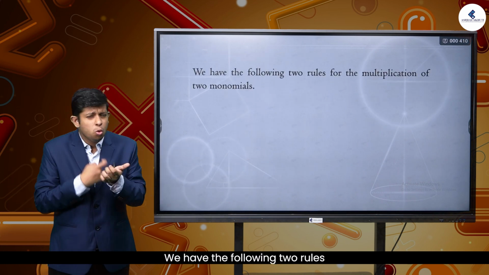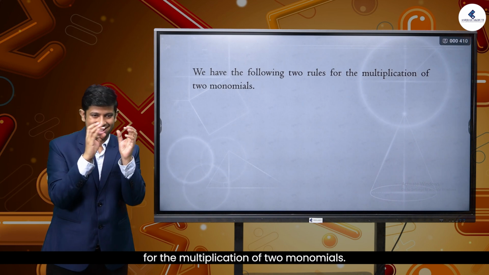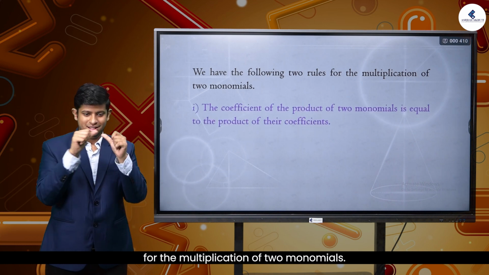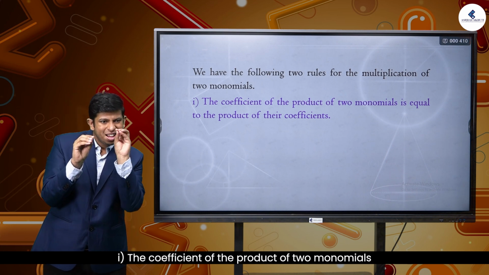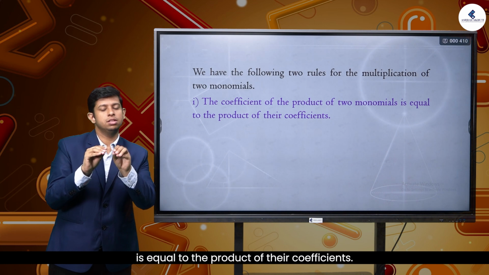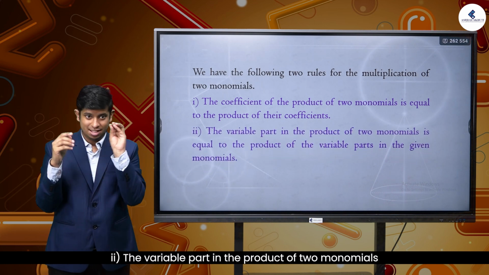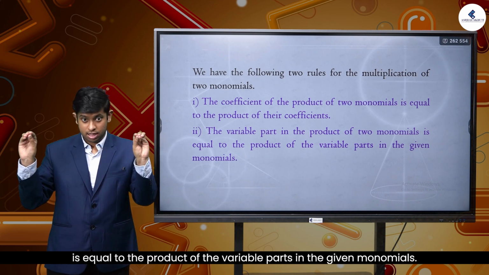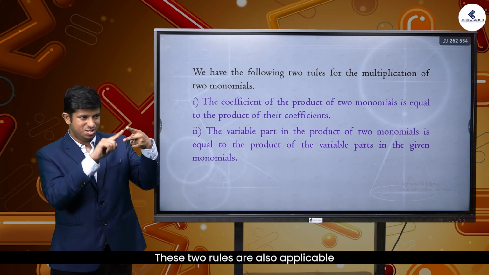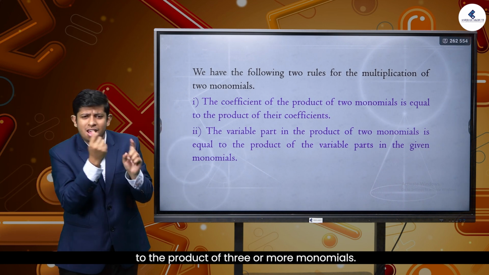We have the following two rules for the multiplication of two monomials. First, the coefficient of the product of two monomials is equal to the product of their coefficients. Second, the variable part in the product of two monomials is equal to the product of the variable parts in the given monomials. These two rules are also applicable to the product of three or more monomials.